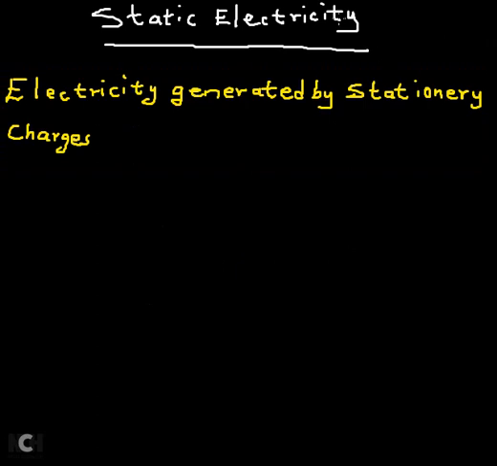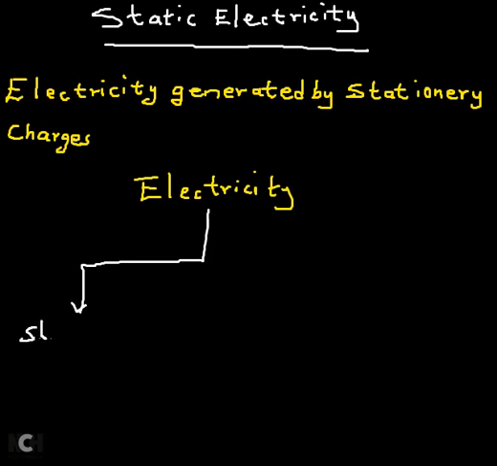Static electricity is before us. Electricity is actually divided into two categories: we have current electricity and static electricity. Electricity is divided into two classes. We are going to start with static electricity, and of course, we have the current electricity.